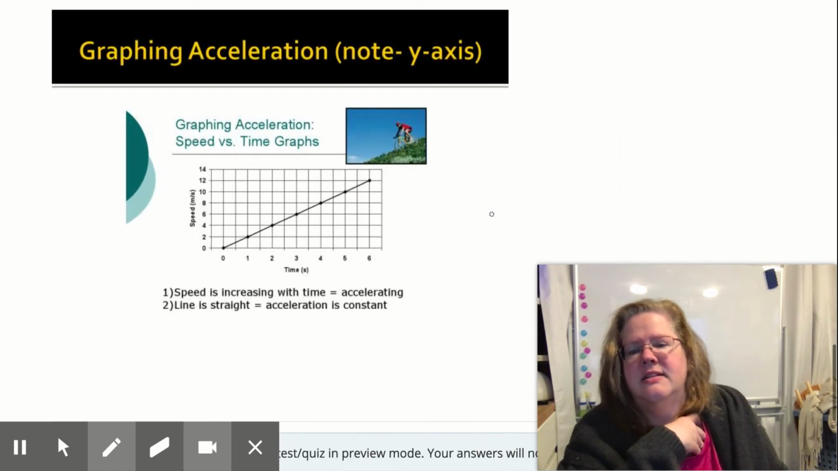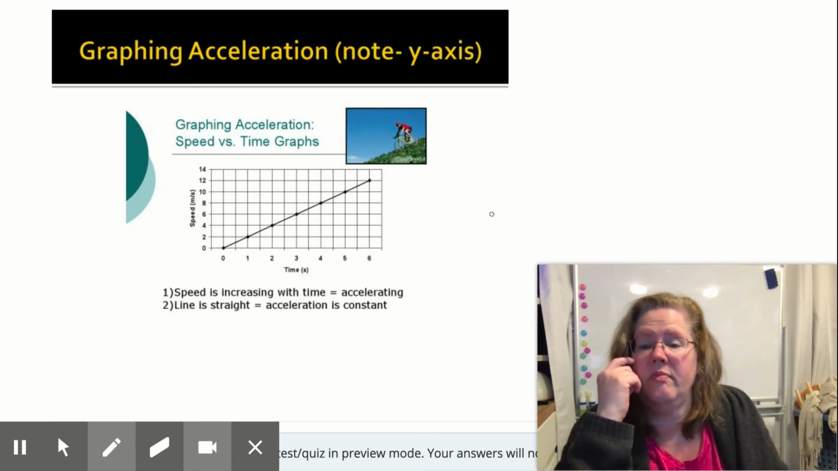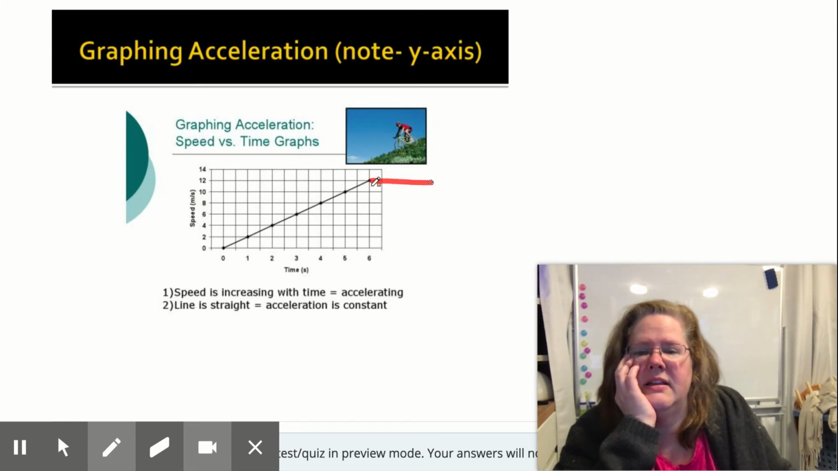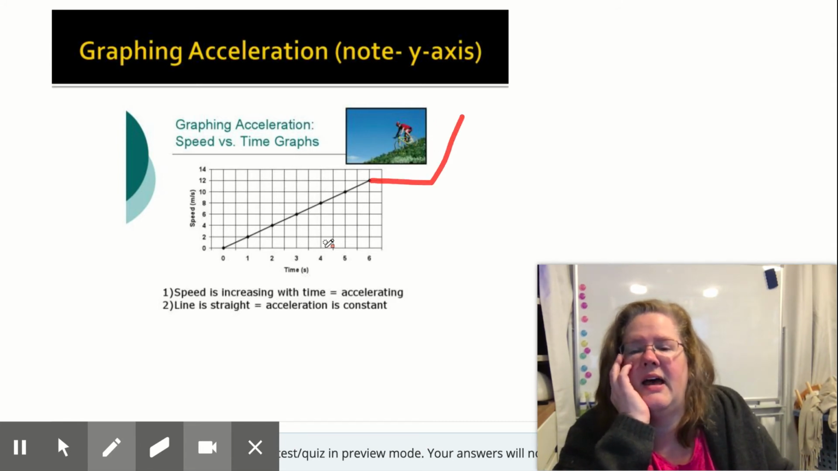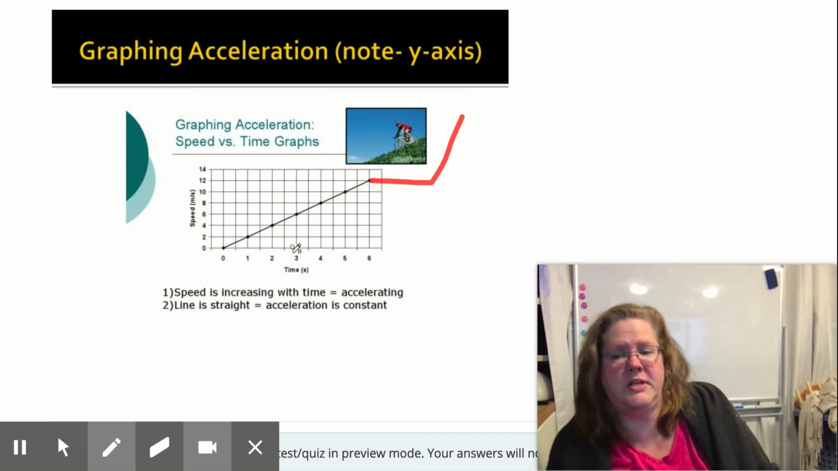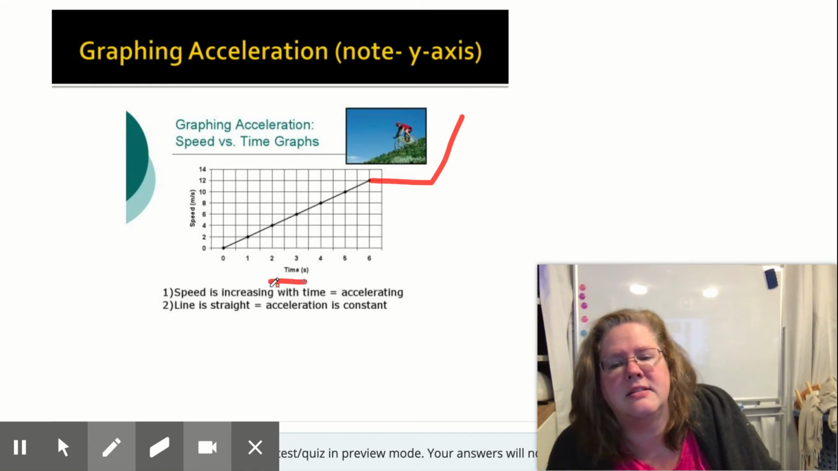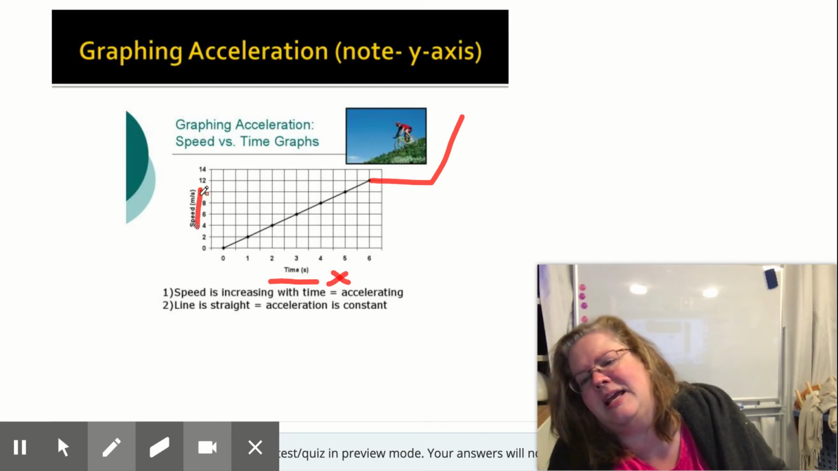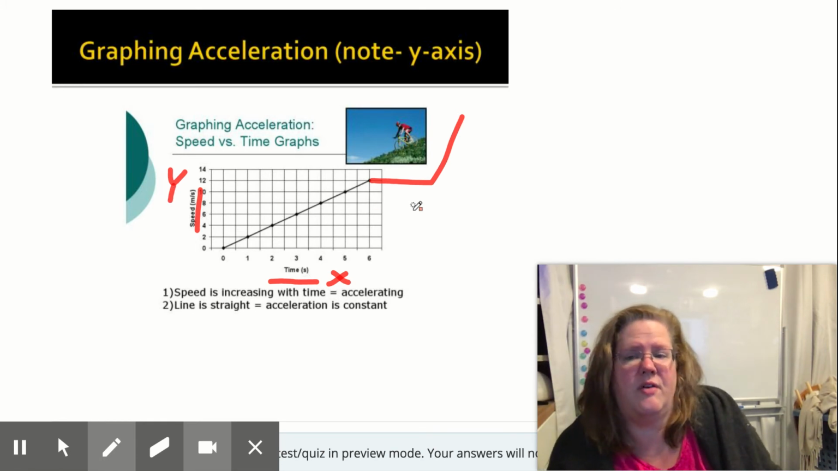So if I look at this acceleration graph, you'll see that speed increases with time as accelerating, and a straight line is acceleration is constant. So in this case, if I continued this like this, I could actually look at the difference like we did on a speed graph. The difference is here, I still have time on the x-axis, but you're going to notice here that I have speed on the y-axis. And that means this is an acceleration graph. I'm dividing speed by time.